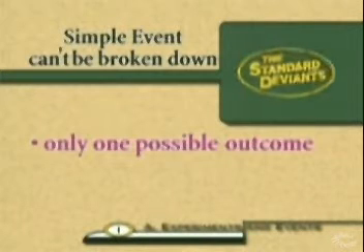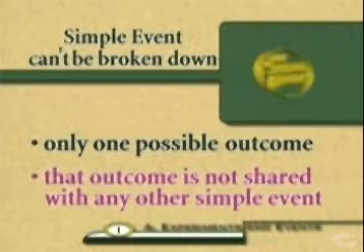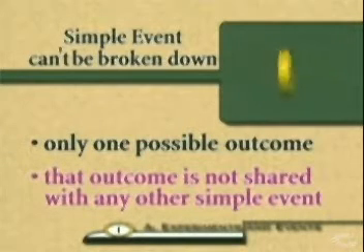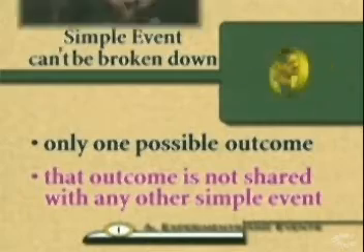There are two different ways to classify events. It's really pretty easy. Events are said to be either simple or compound. A simple event is one that cannot be broken down any further. In other words, there is only one possible outcome for that event, and that outcome is not shared with any other simple event. Like a man, a simple event is an island unto itself.